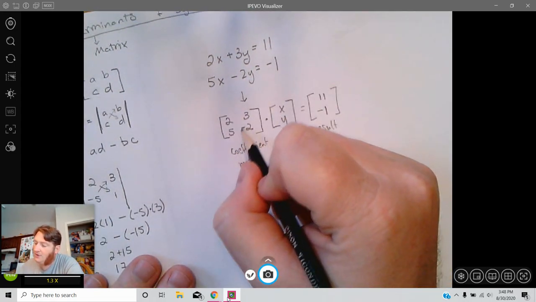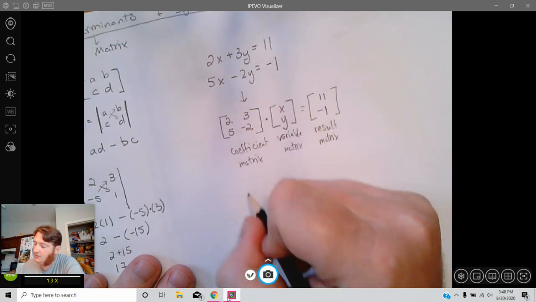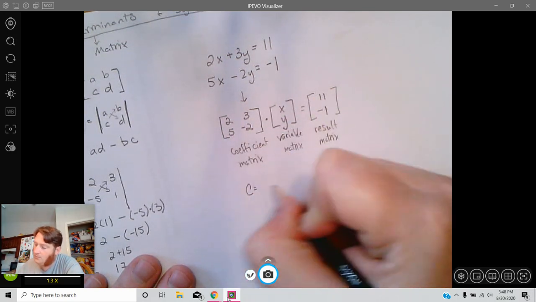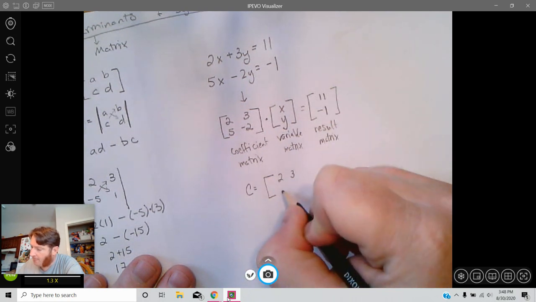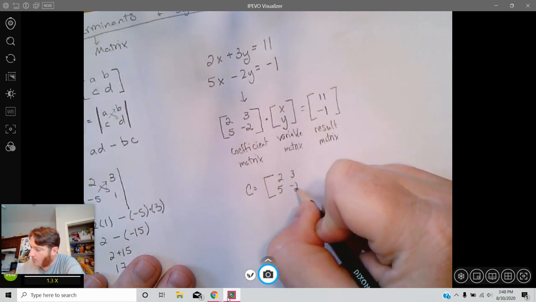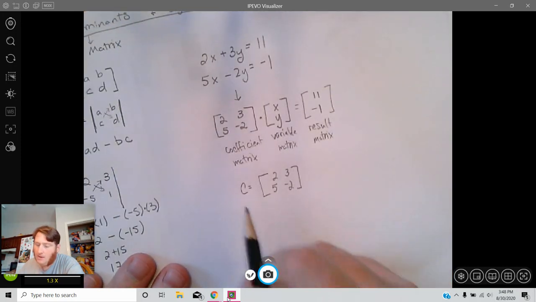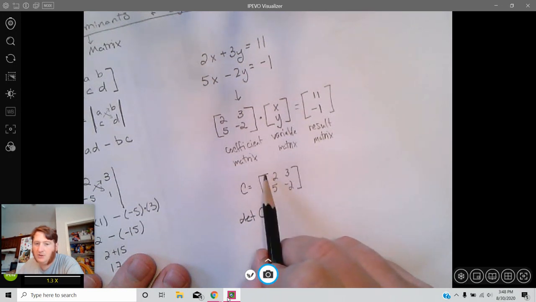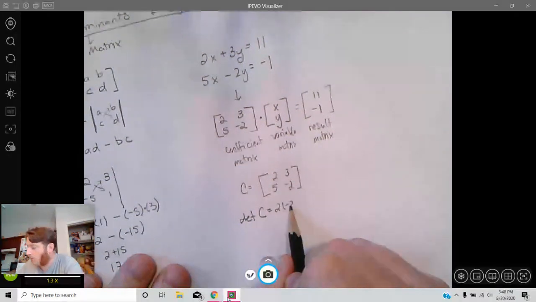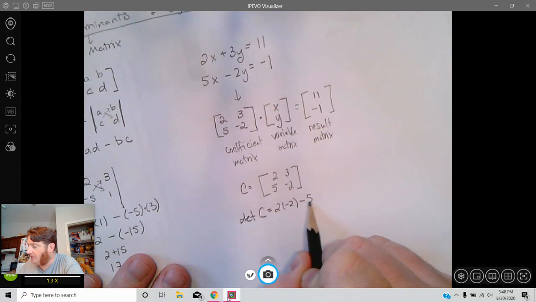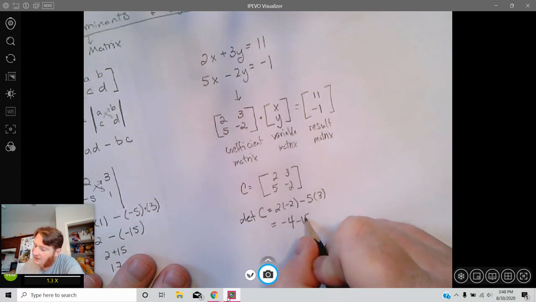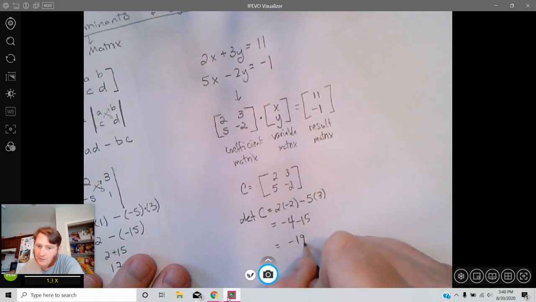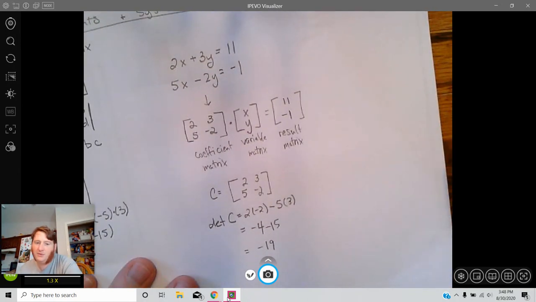So I'm going to call this capital C for coefficient. And I'm going to find the determinant of matrix C, which would be 2 times -2 minus 5 times 3, which would be -4 minus 15, which is -19. And I'm just going to hold on to that number for a minute.